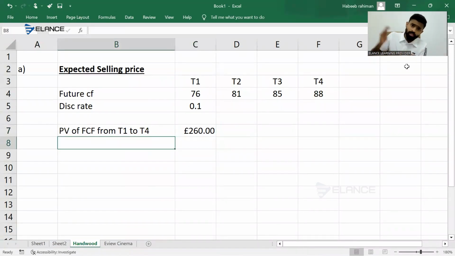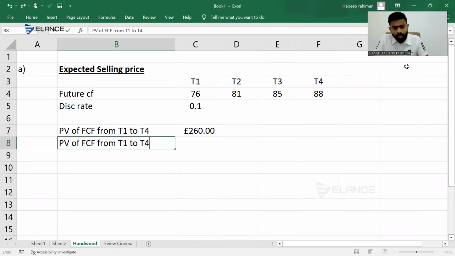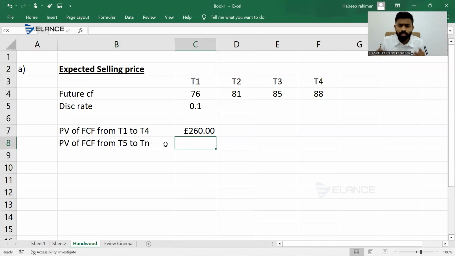But the business will continue for the foreseeable future. That means it's a perpetual cash flow. So we need to calculate the present value of free cash flows from what to what? From T5 to which period? If you know, please do comment. Business will continue till which period? T5 to infinite. That means Tn. Infinite means Tn. So we'll be using a perpetuity formula.